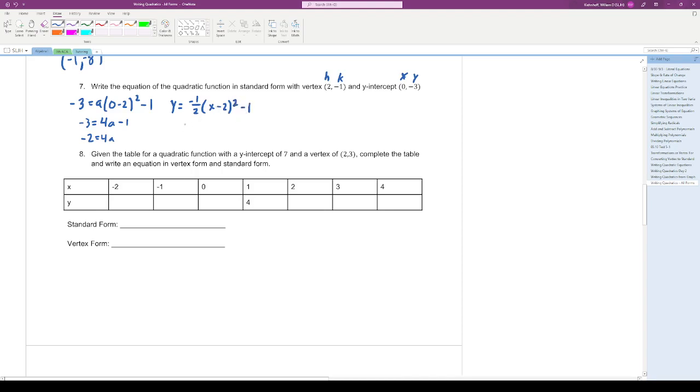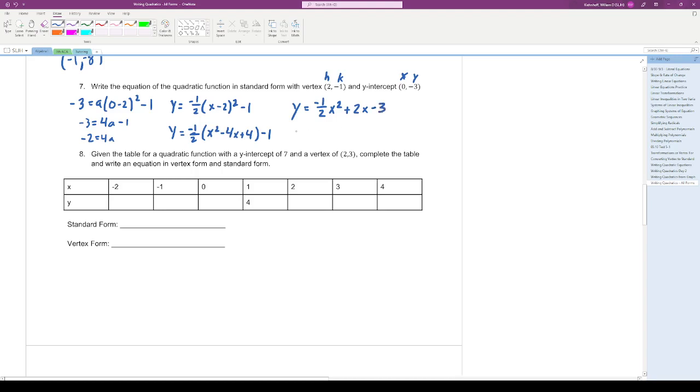Now we're going to expand that out, so we get y equals negative 1/2 times, remember to FOIL this out, or not FOIL, but double distribute or area model so that you don't miss a middle term. X squared minus 4x plus 4 minus 1. So now we're going to distribute this minus 1/2, and we'll get y equals negative 1/2 x squared. Then negative 1/2 times negative 4x gives us plus 2x. Negative 1/2 times 4 is minus 2, and we'll combine that negative 2 with the negative 1 to get our final standard form answer.